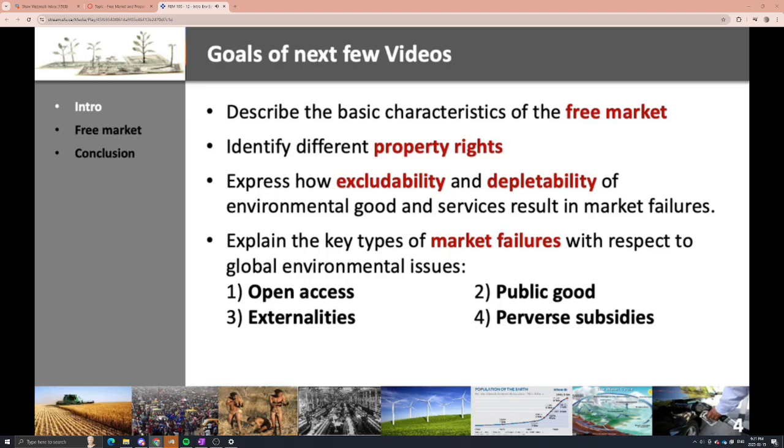So by the end of these lectures, you'll be able to describe the basic characteristics of the free market, identify different property rights, and I want you to be able to understand the concepts of excludability and depletability and how they result in market failures for different types of environmental goods and services. I also want you to be able to explain the key types of market failures with respect to global environmental issues. These sorts of issues include open access issues, the free rider problem with public goods, the problems with externalities, and we will also touch briefly on what are known as perverse subsidies. So let's get started.